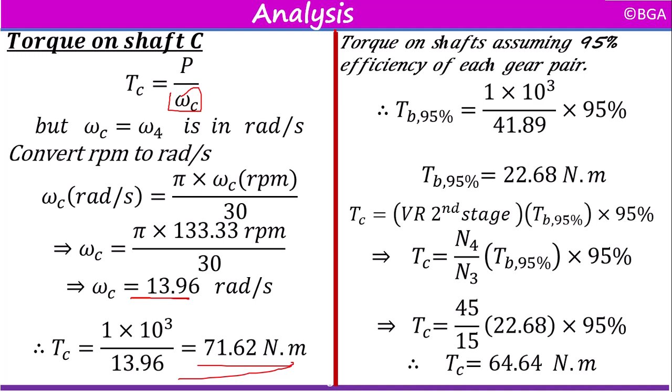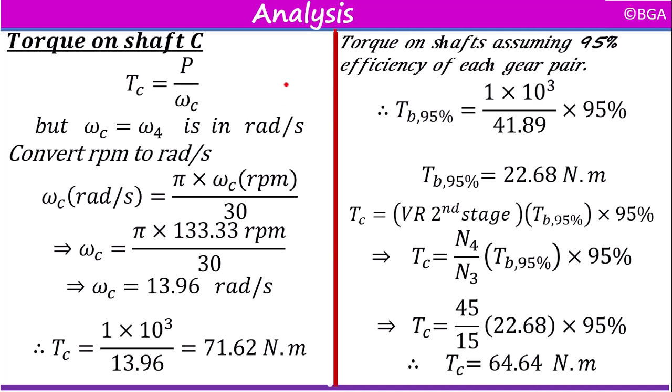Through the process, I think you have noticed that when the speed gets slower, the torque gets higher. The torque gets higher. That's the purpose of this reduction gearbox. So these are the values of the torques assuming 100% power transmission.